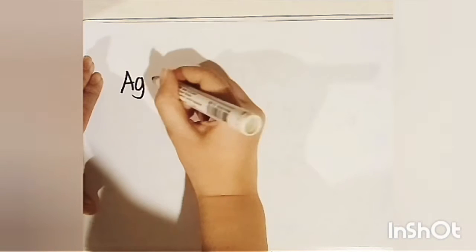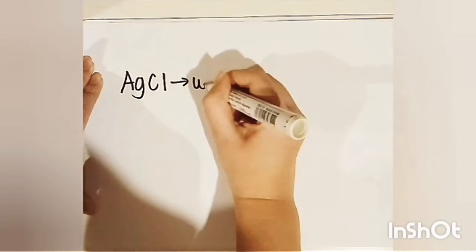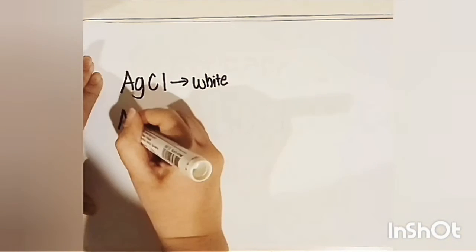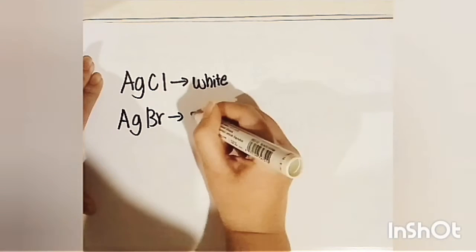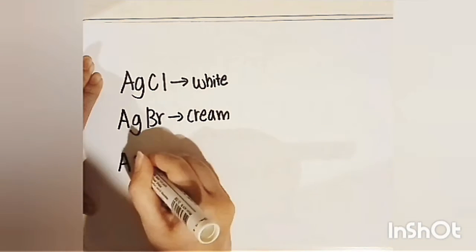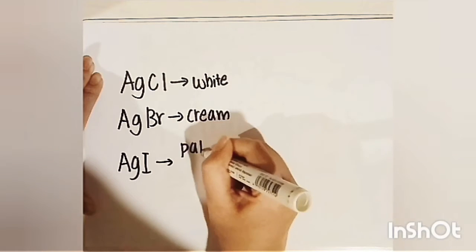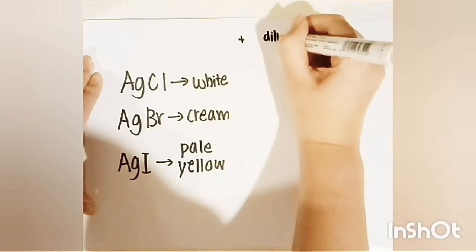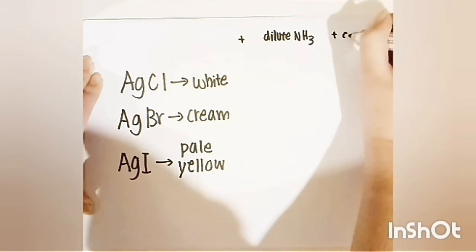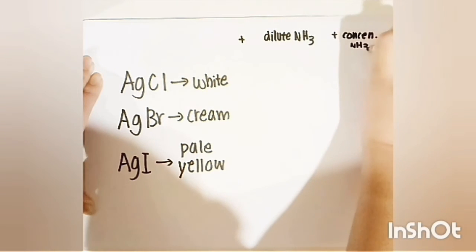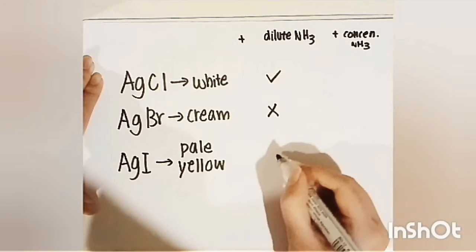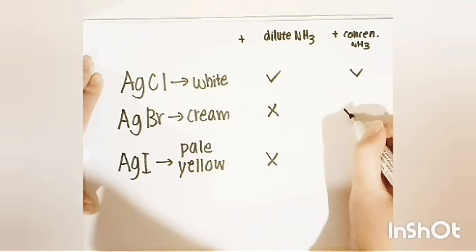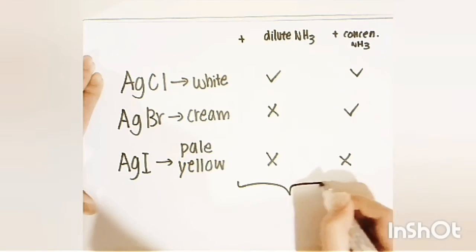At the addition of silver nitrate, the reactions will show a white precipitate for silver chloride, a cream precipitate for silver bromide, and a pale yellow precipitate for silver iodide. Upon the addition of dilute ammonia, only silver chloride will dissolve, while silver bromide and silver iodide remain in precipitate form. Upon the addition of concentrated ammonia, silver chloride and silver bromide will dissolve, while silver iodide remains in precipitate form. This thus shows the solubility of each ion.